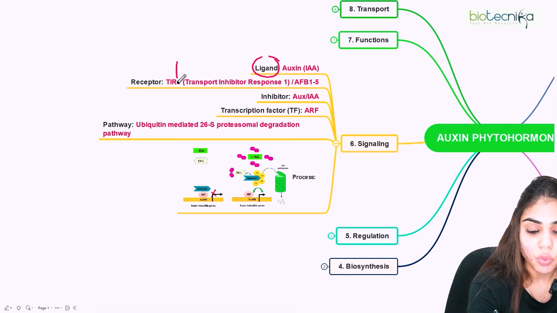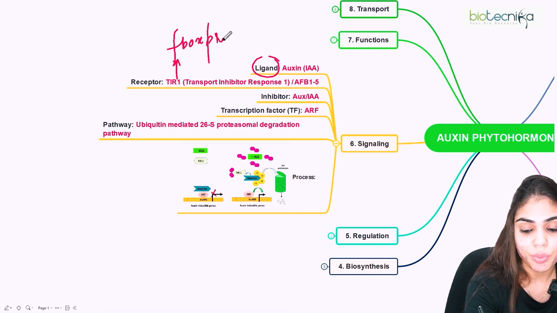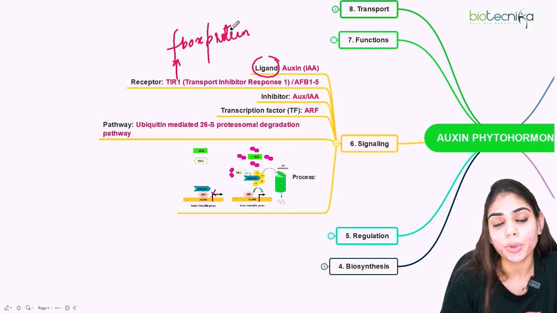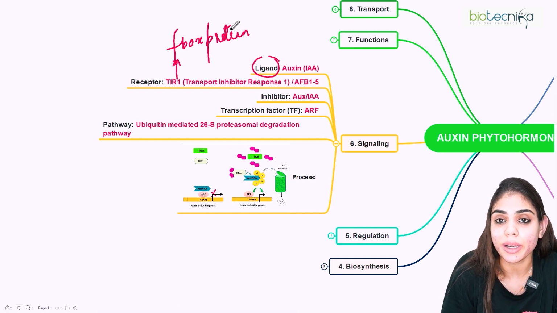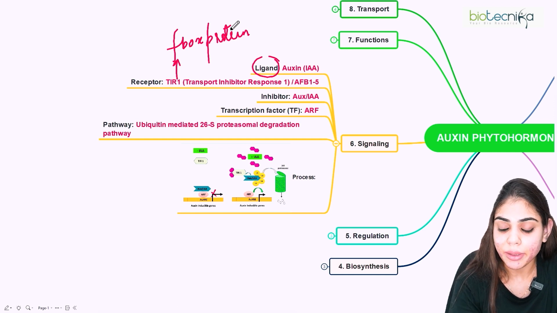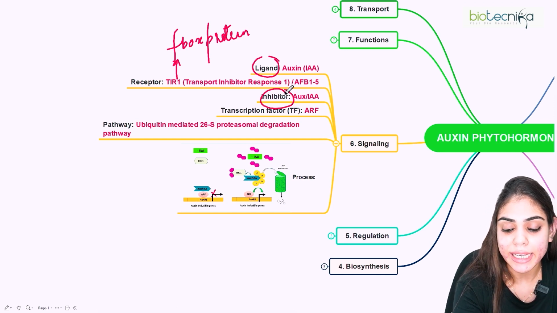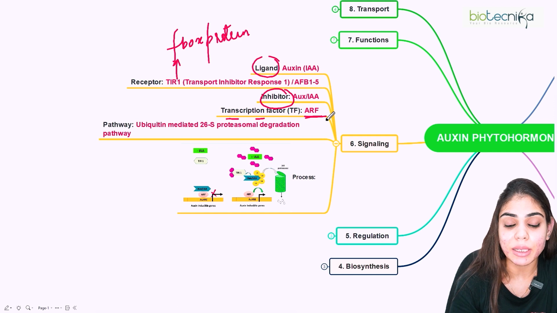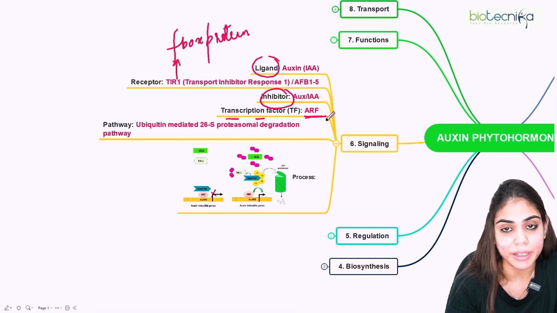So this TIR1 is an F-box protein. What is the function of F-box protein? It will cause the ubiquitinylation of the specific target and mark that protein for 26S proteasomal degradation. So what is the inhibitor involved? It is Aux/IAA. The transcription factor is auxin response factor, that is ARF. What is the signaling pathway? That is the ubiquitin mediated 26S proteasomal degradation pathway.